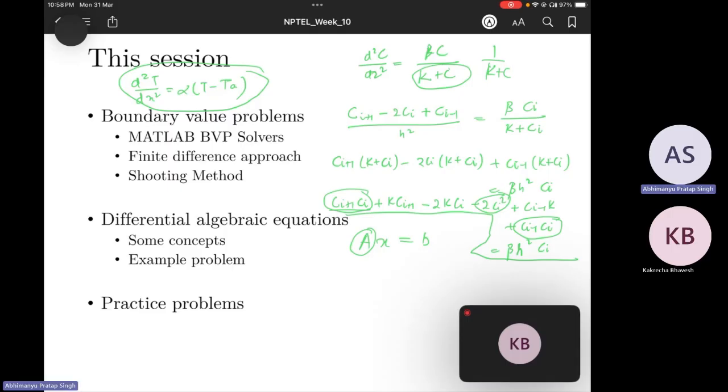I need to think how we can formulate this as a matrix problem. But we can use fsolve to solve. For h equal to 0.1 we will have 10 nonlinear equations. So we can use fsolve to solve all of them together. Let us see how we can do that.